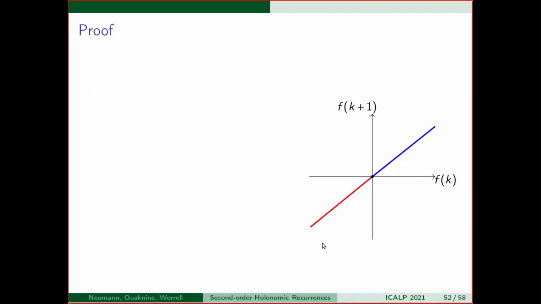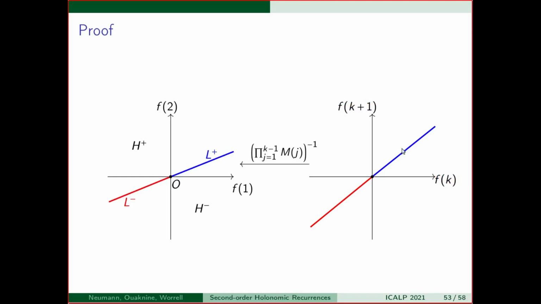So we get the picture we saw in the beginning, now in the (f(k), f(k+1)) plane, but by assumption our matrices were non-singular, so we can just take the matrix product, invert it, and transport this picture back onto the (f(1), f(2)) plane, so that we get the announced result and the announced picture for any recurrence.